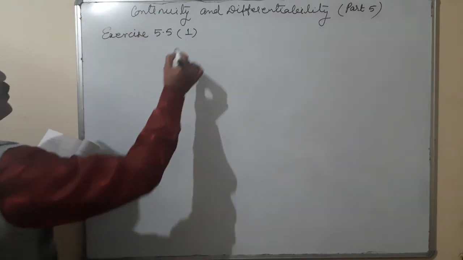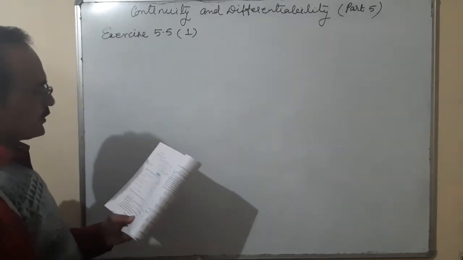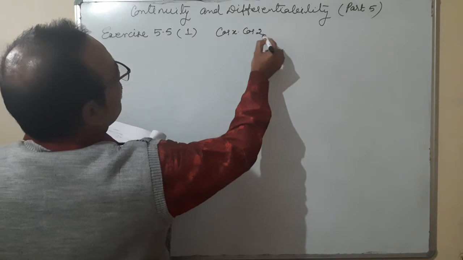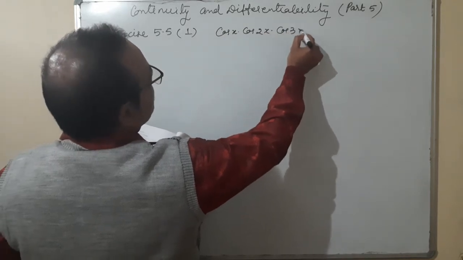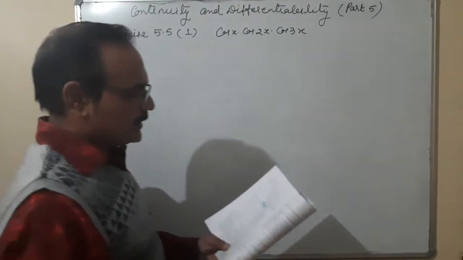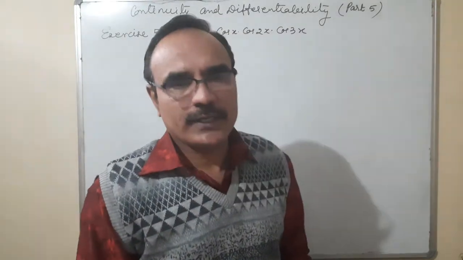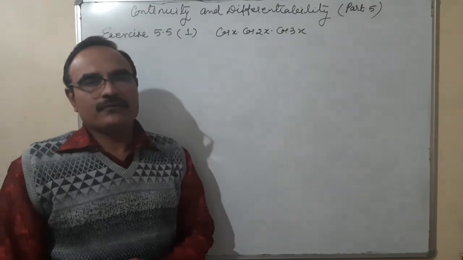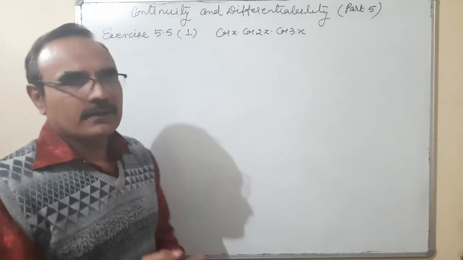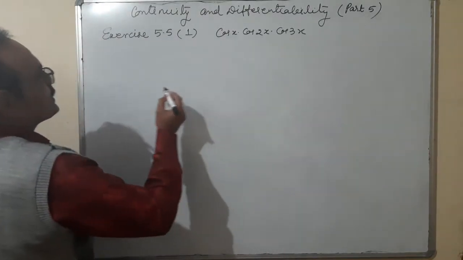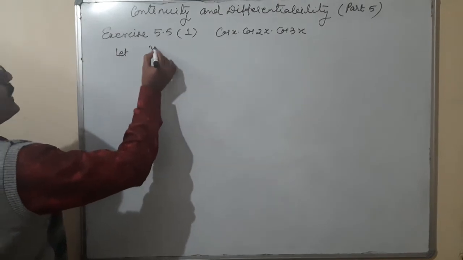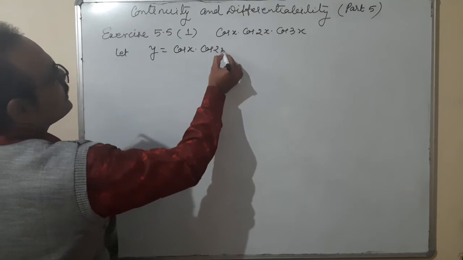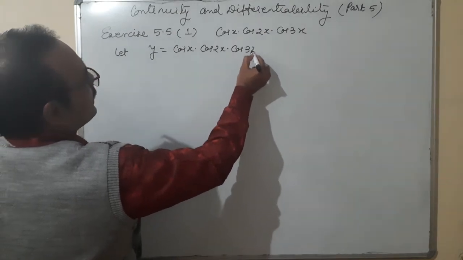Taking question number 1, which says cos x into cos 2x into cos 3x. The question is to differentiate the function with respect to x. Let's see how the logarithmic term is used when complicated terms come up for differentiation. Let y is equal to cos x into cos 2x into cos 3x.